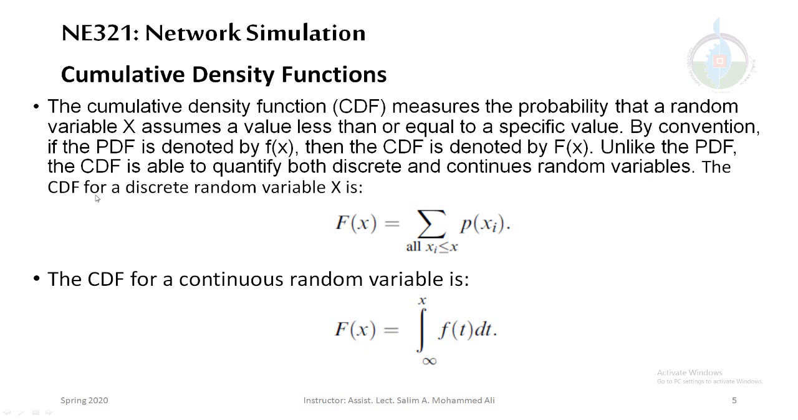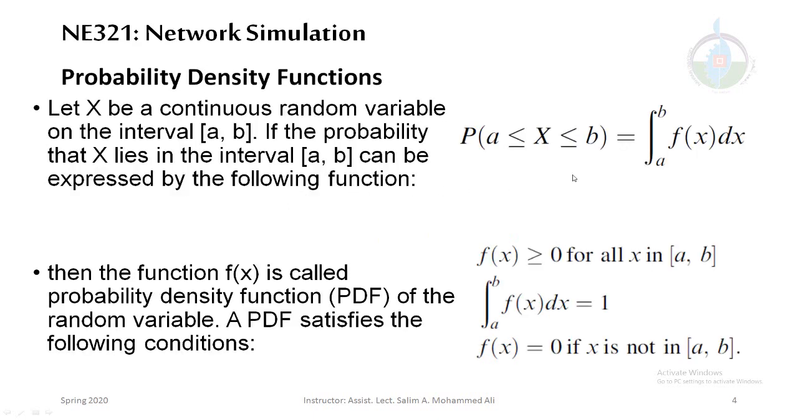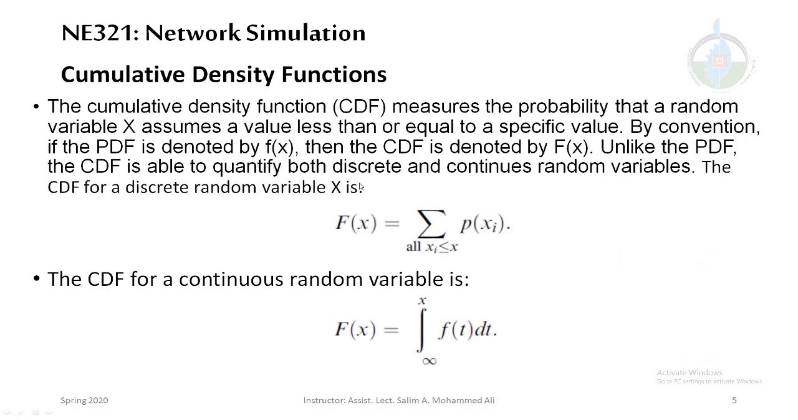The CDF for a discrete random variable x is capital F of x, the summation of the probabilities of x_i. This is the main difference between CDF and PDF. The PDF is always for continuous random variables, while the CDF can be expressed for discrete or continuous ones.